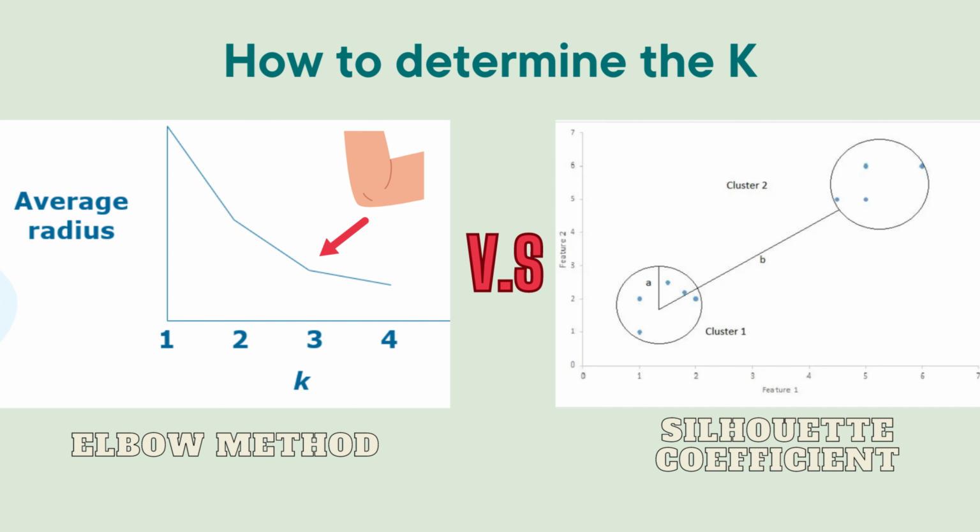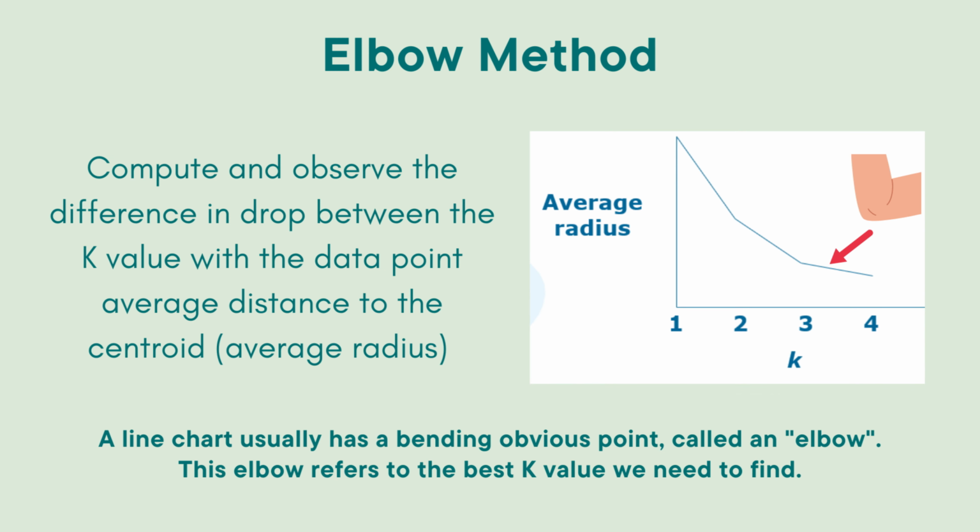I will first introduce the elbow method to you guys. In the elbow method, we need to compute and observe the difference in drop between the k-value with the data point average distance to the centroid. These values are then plotted into a line chart. When increasing the k-value no longer reduces the average radius significantly, we can consider that the optimal k-value has been found. This point usually appears at the elbow position on the line chart, so that's why we call it elbow method.